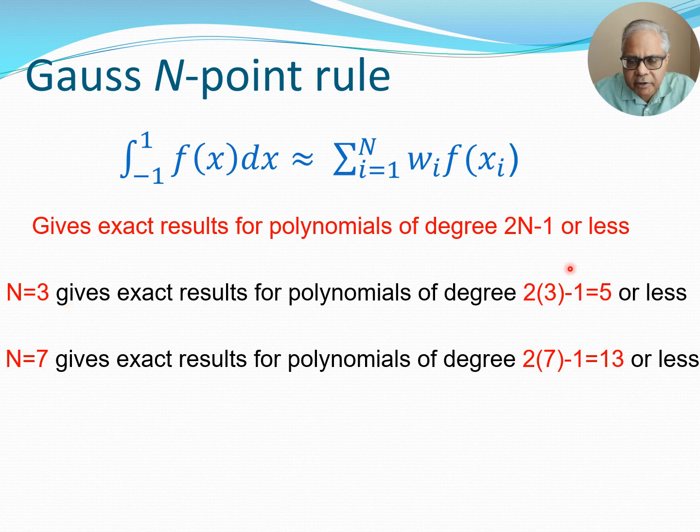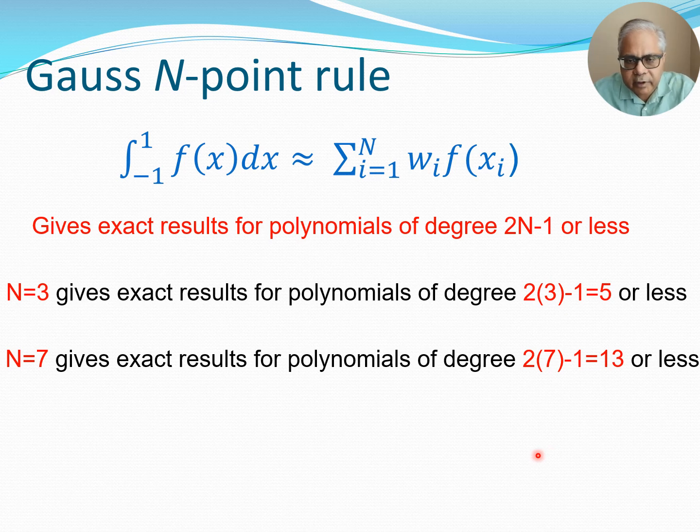But first there's an important result which you need to keep in mind: this Gauss endpoint rule will give the exact result for polynomials of degree 2n minus 1 or less. So for example, if I use n is 3, I will get exact results for polynomials of degree 5 or less. So if I have a quartic, cubic, quadratic, linear, or a fifth degree polynomial, they are all going to work very well with n is 3. But if I use n is 7, I can go all the way up to polynomials of degree 13, so that's going to cover 13 and below.